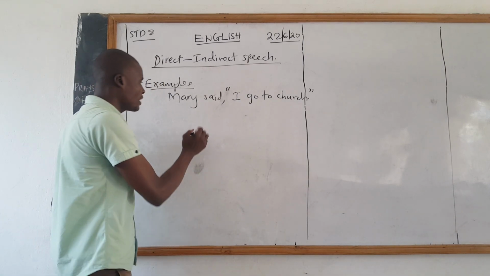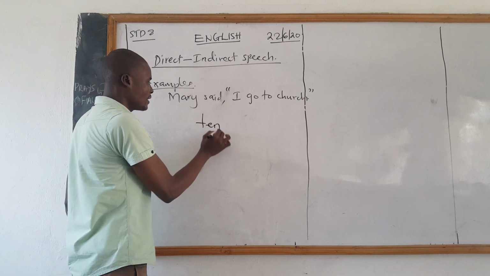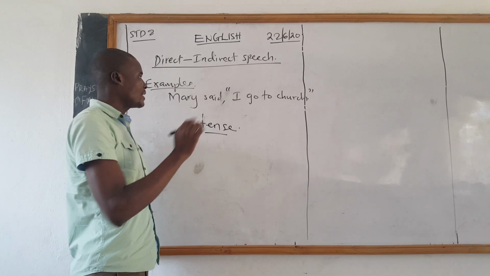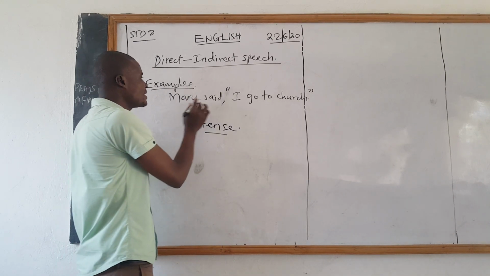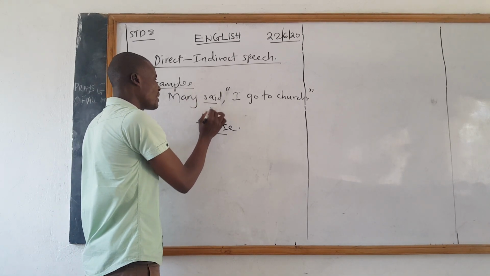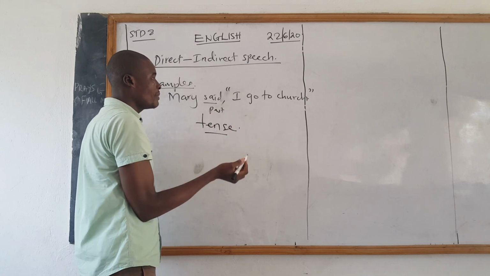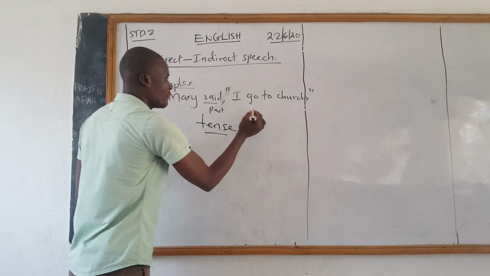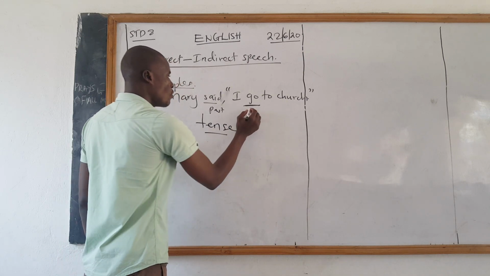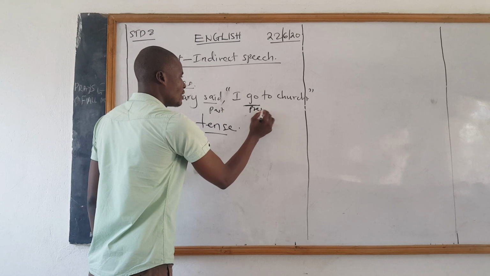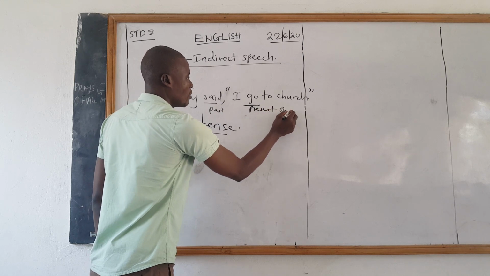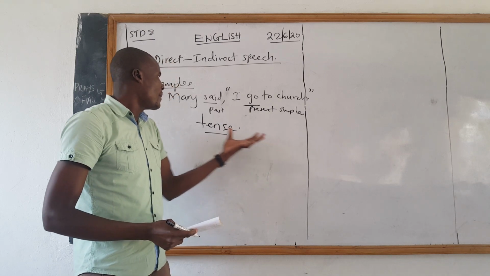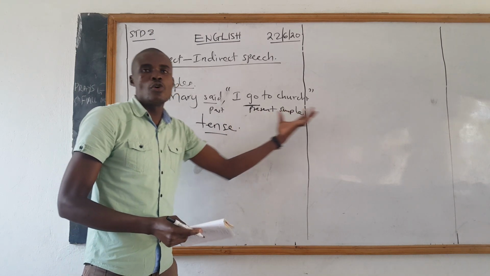In this particular topic, learner, the tense of the sentence matters a lot. We look at the tense. Like here, we are talking of Mary said. So said here means it is in past tense. And what did Mary say? Mary said that I go to church. Look at the verb, that tense, go. Go is in present simple, meaning it is something that happens all the time.